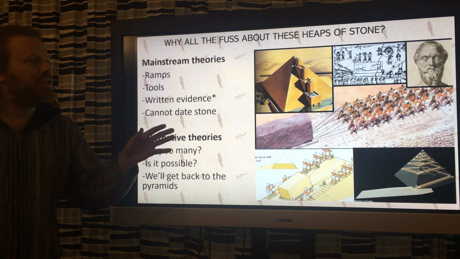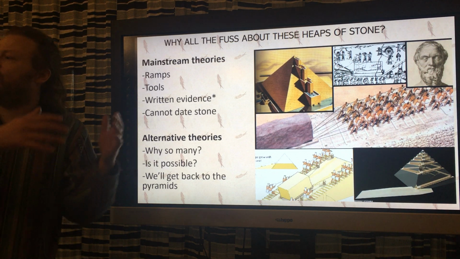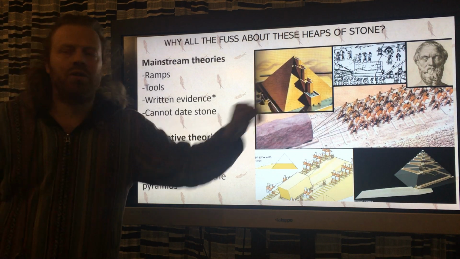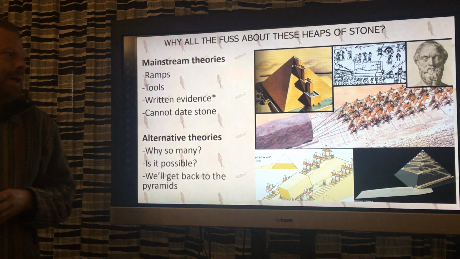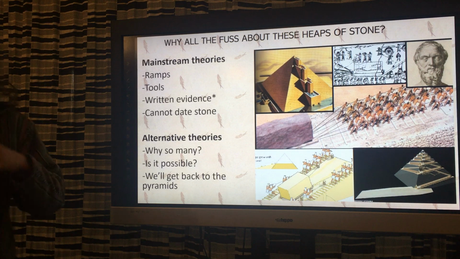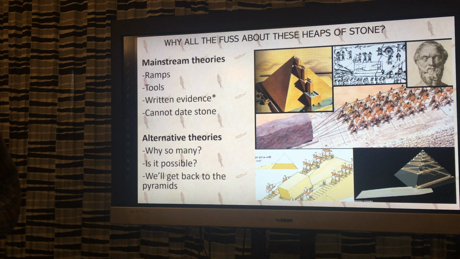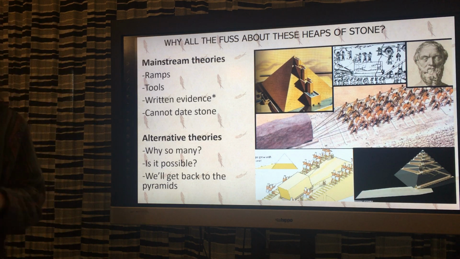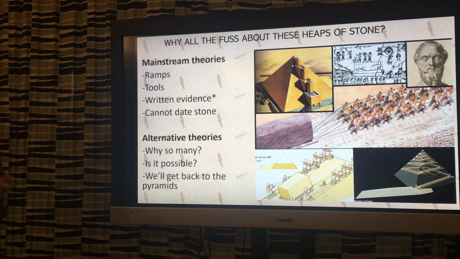There's written evidence, but there are no accounts of how they directly built the pyramids. Herodotus came there, I don't know, 300 BC or something, and explained how they moved stones, but it's not an account of how they built the pyramid. And there are other pieces of evidence about how they built stuff, but there's no account like, this is how we built the pyramid.